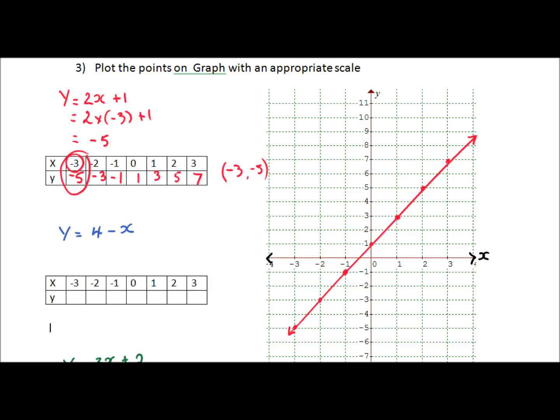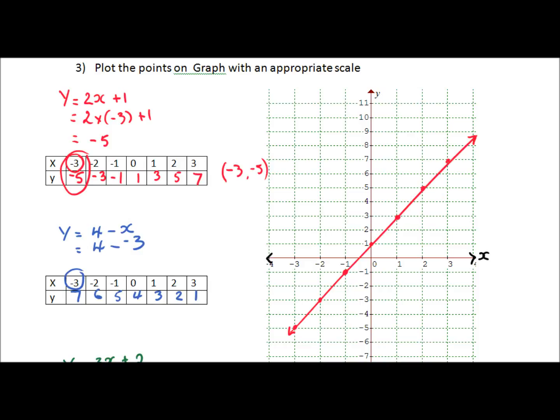I'll take the first value of -3. I'm going to substitute that in. So my y value is going to be 4 take away -3. We learned earlier that 2 negatives are going to make a positive in this case, so therefore I'm going to end up with 7. I do the same for -2. I'm going to get 6, 5, 4, 3, 2 and 1.